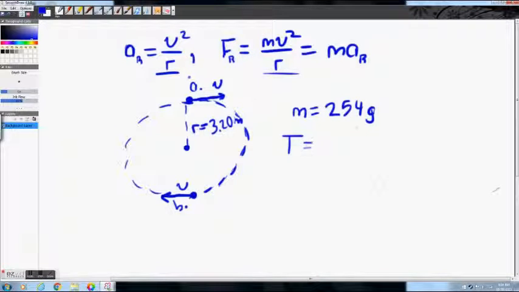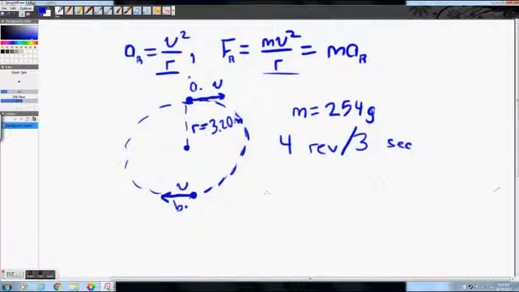And its period is, let's say it this way, it completes 4 revolutions every 3 seconds. 4 revolutions per 3 seconds. So let's go ahead and find the centripetal force and centripetal acceleration.